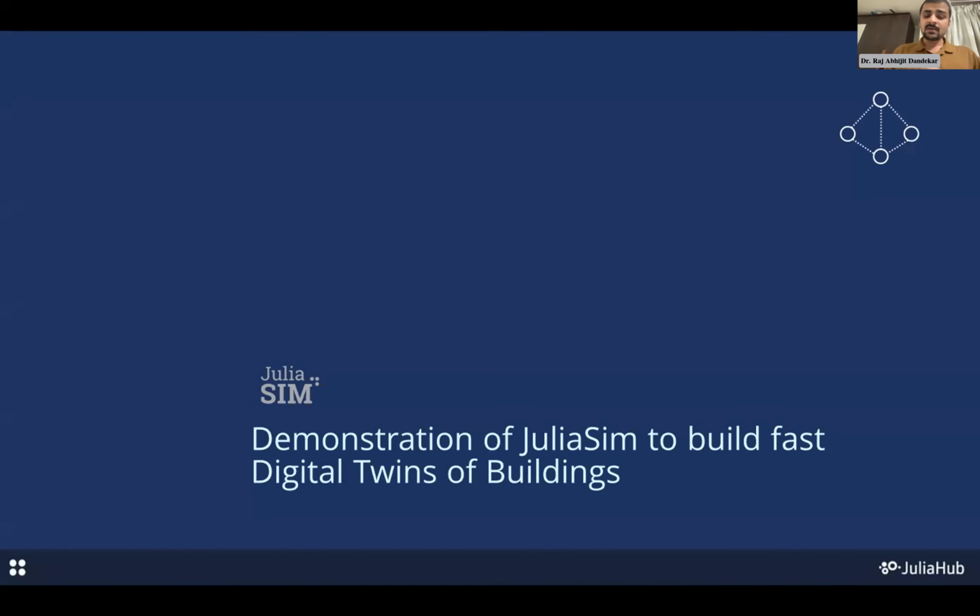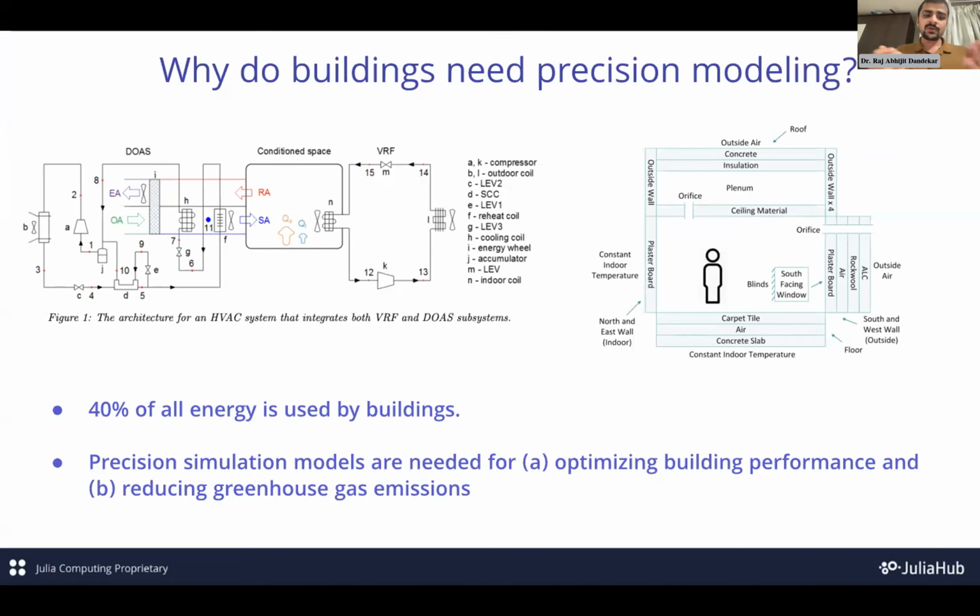And now let us come to demonstration of JuliaSim to build really fast digital twins of buildings. So first, buildings and why do they need precision modeling? A lot of recent studies have shown that 40% of all the energy is really used by buildings. And precision simulation models are extremely essential for A, optimizing building performance, and B, reducing greenhouse gas emissions.